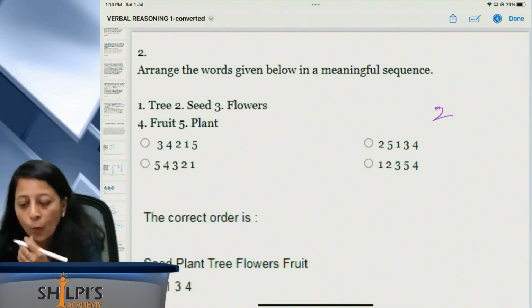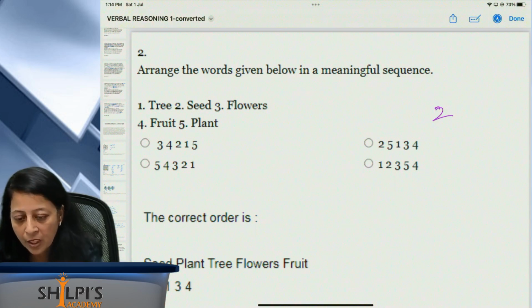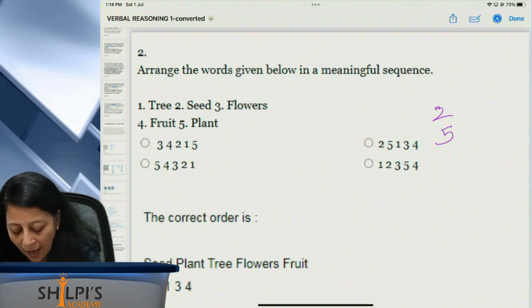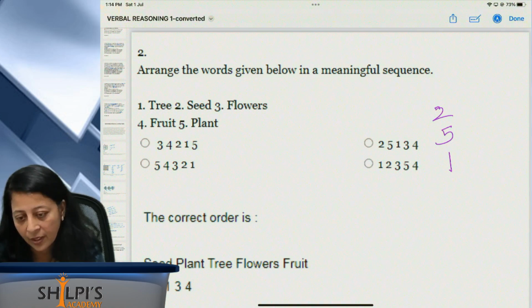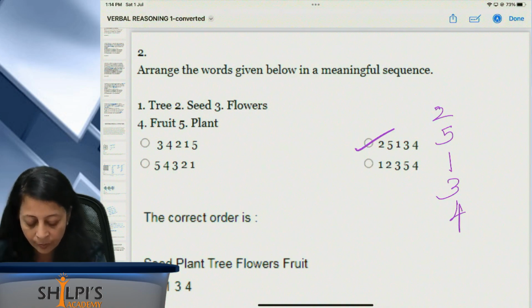After sowing a seed, it will slowly germinate. After germination, it will become a plant. After the plant, it will grow into a tree. So after the tree, you will start getting the flowers, and from the flowers you will be getting the fruit. So it is 2, 5, 1, 3, 4. Got it, students?